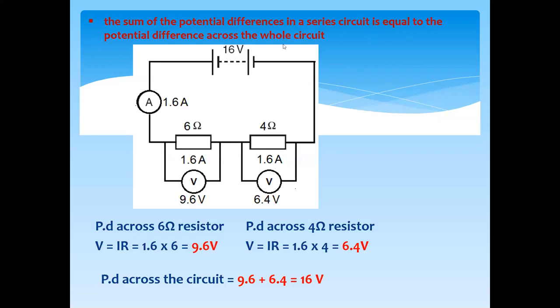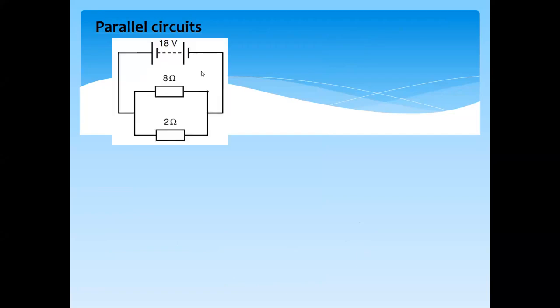This is when two resistors are connected in series. But if two or more resistors are connected in parallel, for example, we have an 18 volt supply connected to an 8 ohm and a 2 ohm resistor, which are in parallel.